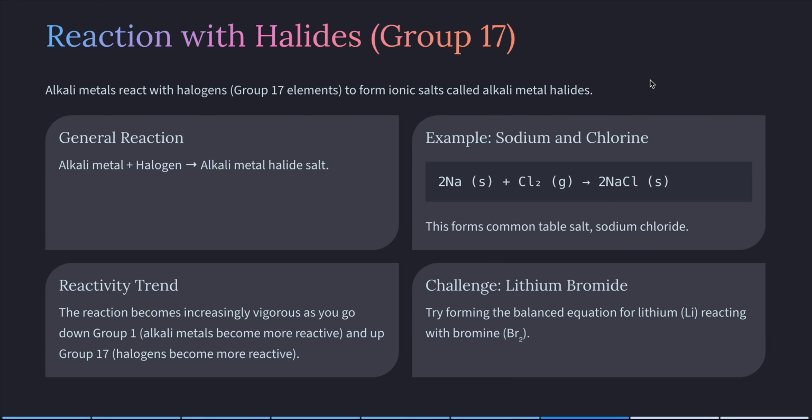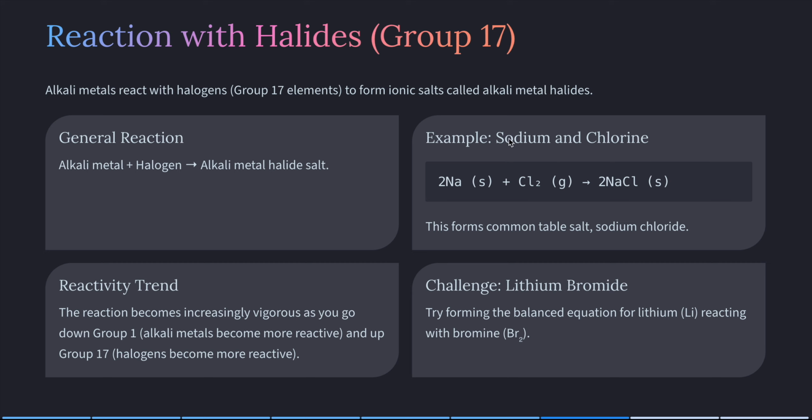Okay, next we're going to be moving on to reaction with halides. These are group 17 elements called halogens, and the alkali metals react with these halogens to form ionic salts, also called alkali metal halides. This is some key vocabulary which you will understand soon. So the general reaction is you put the alkali metal and the halogen that are reacting, and it simply gives you the alkali metal halide salt.